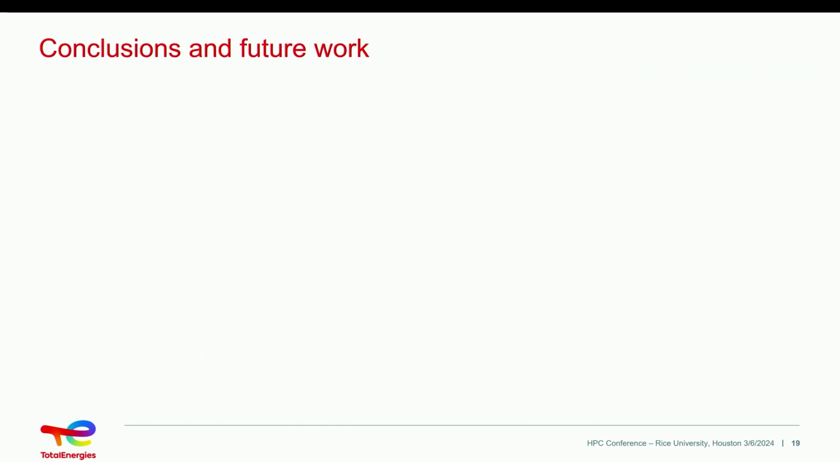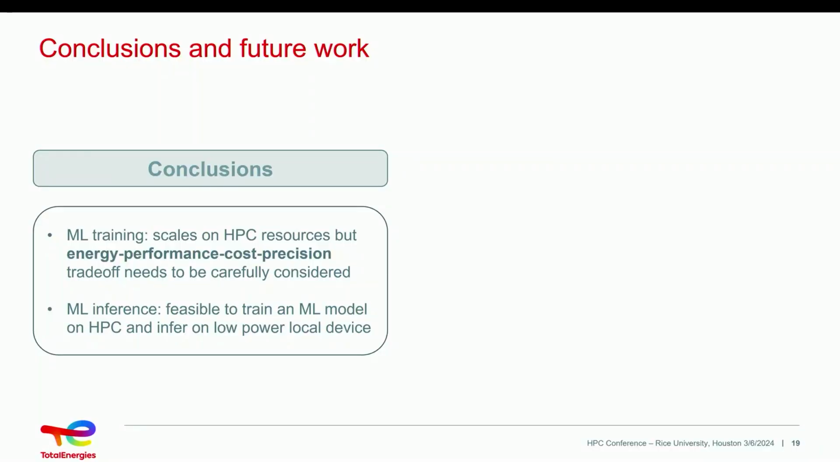And about conclusion and future work, I would say that my conclusion is that, yes, we can scale the machine learning training on HPC resources, but it's always with a trade-off between speed, precision, cost, and energy consumption. And about the model inference, I think what was pretty interesting in this use case is to be able to train a model on HPC and move it to an edge device for a real use case.